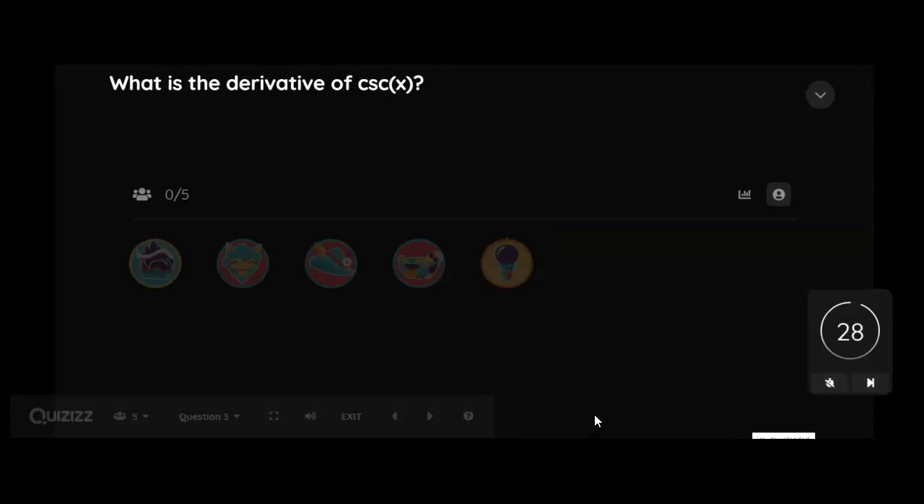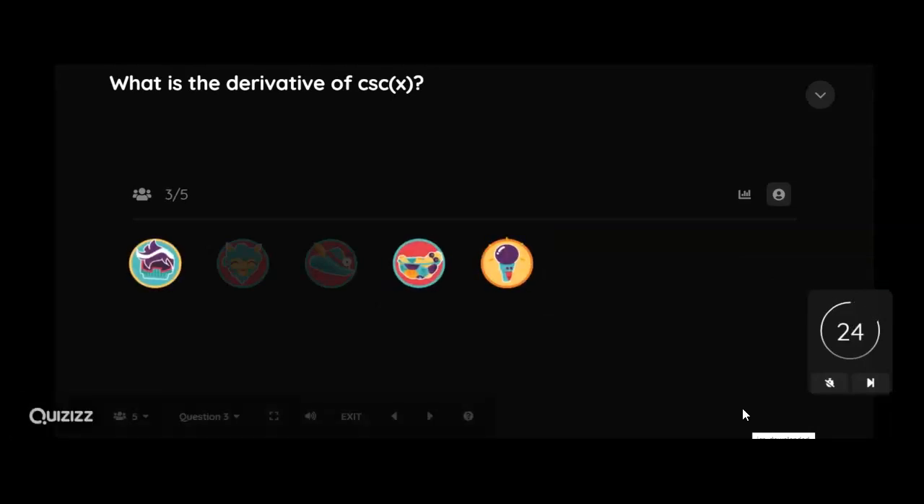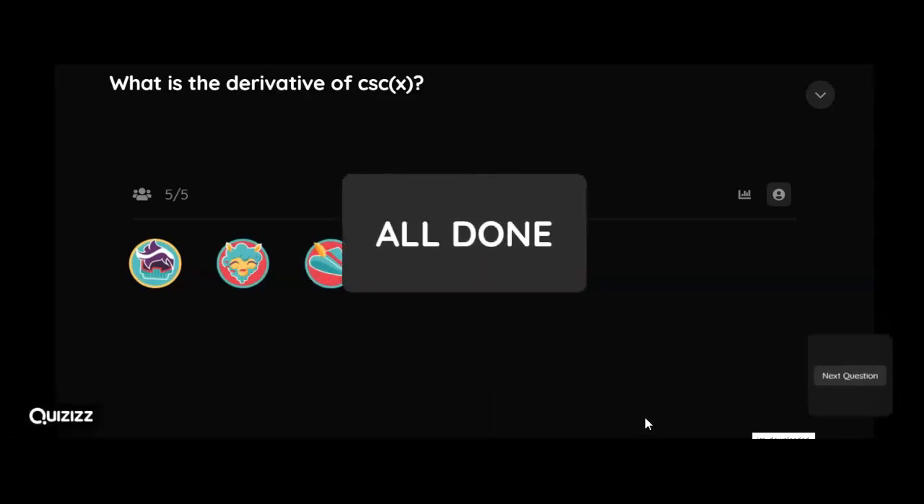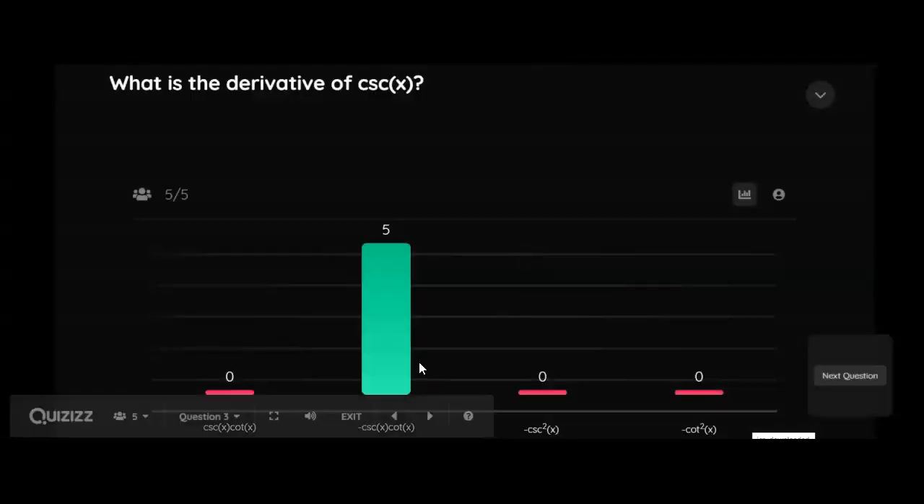What is the derivative of cosecant? So the derivative of cosecant is negative cosecant cotangent. Again, derivative of cosecant is negative cosecant cotangent.